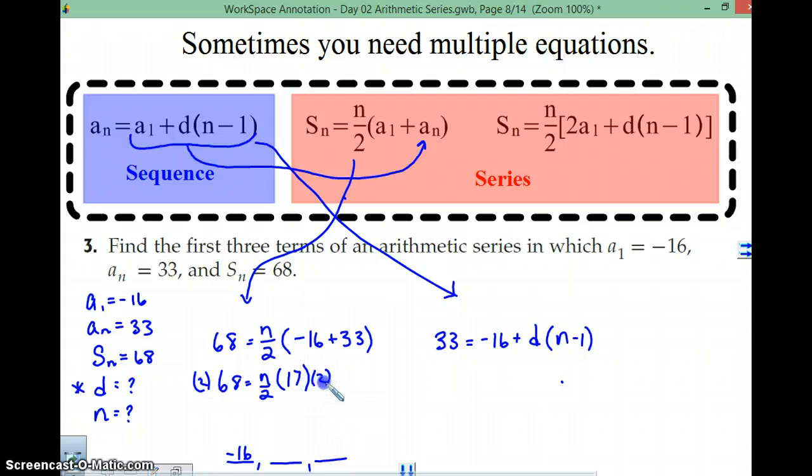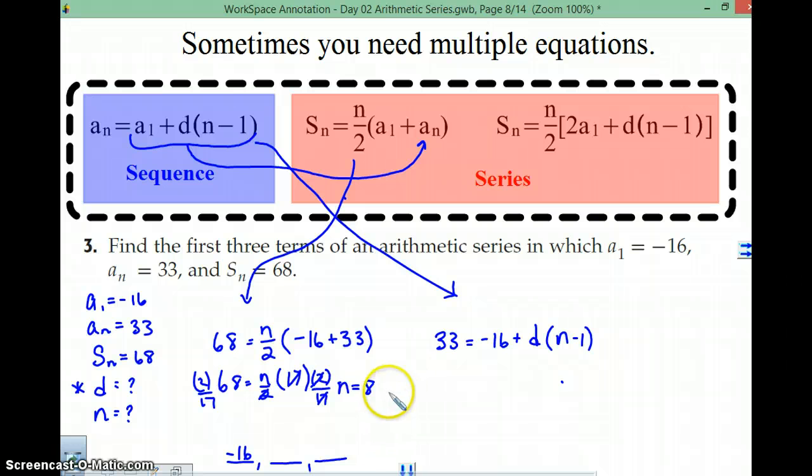And let's divide both sides by 17. Okay. That's going to help us solve for n. So let's plug this into a calculator. N is equal to 68 times 2 divided by 17, 8.